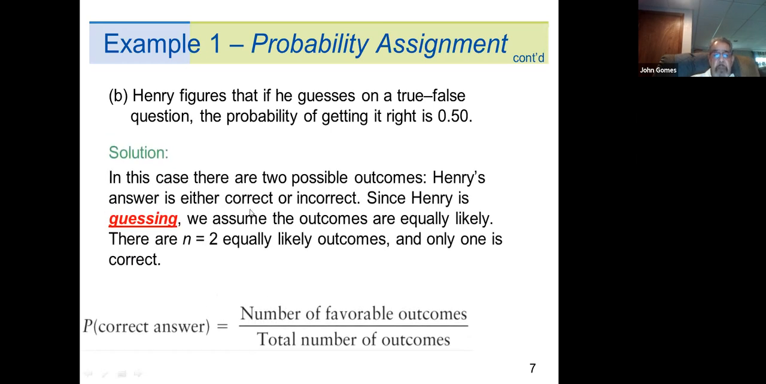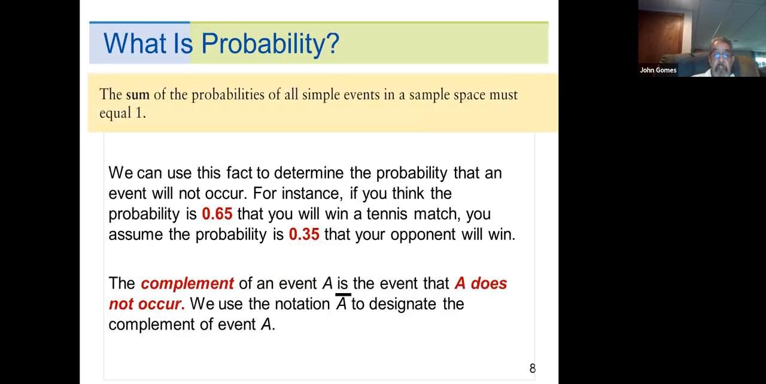There are two outcomes. Either he's correct in true and false, or he's wrong. Since he's guessing, we assume the outcomes are equally likely. There's two choices. Either the answer is true or the answer is false. Only one of them is correct. So the number of favorable outcomes is 1. Number of total outcomes, 2, true and false. He has a 0.50 or a 1/2 chance of getting it correct. Three ways of figuring out probability.